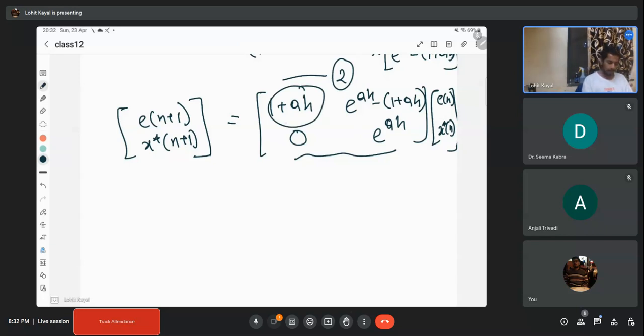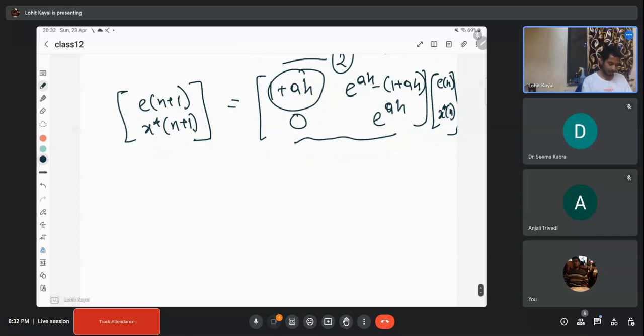Okay. Now use your knowledge of the linear algebra thing. We have already done this. What will be the two eigenvalues? One, lambda 1, will be 1 plus a h, and lambda 2 is e to the power a h.